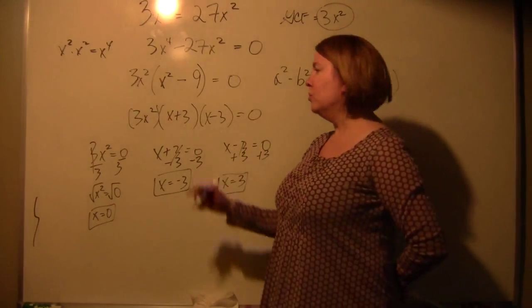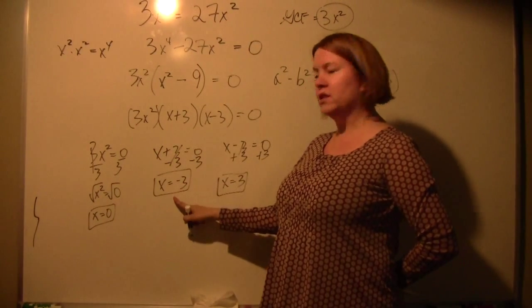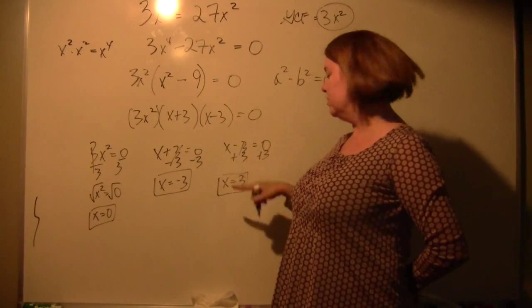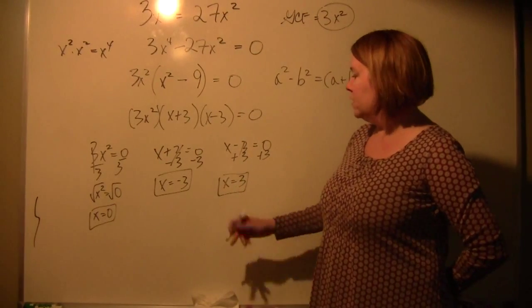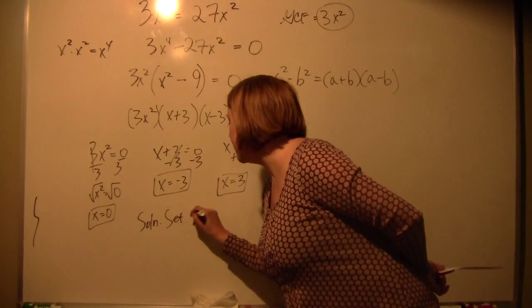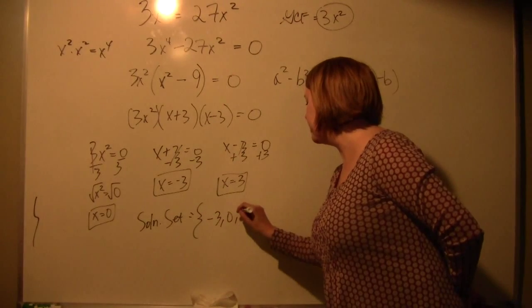In general, when your factor is x plus 3, your solution is going to be the opposite sign, x equals negative 3. So for x minus 3, your solution is x equals positive 3. Okay? So your solution set equals, always start with the most negative and go up.